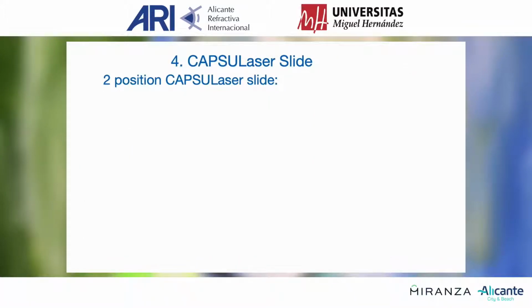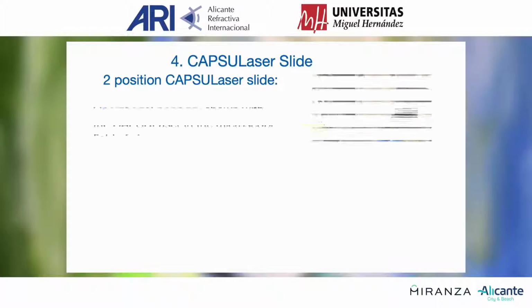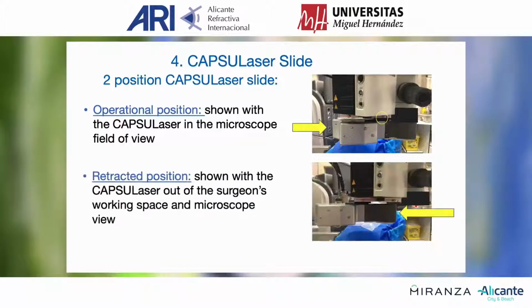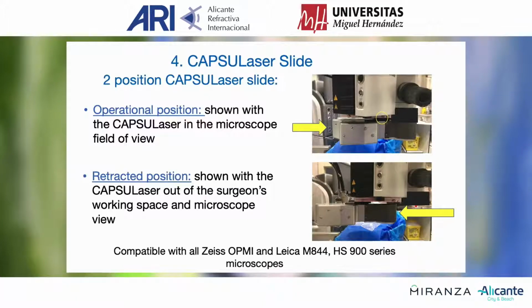There is now a Capsulaser slide that I mentioned. It has two positions. In the operational position, here we can see the Capsulaser. It will be used to create the capsulotomy. There is a full field of view. However, when it's moved out of the way, it improves the surgeon's working space and also his microscope view. And this is compatible with all Zeiss OpMi and Leica M844 and HS900 series microscopes.